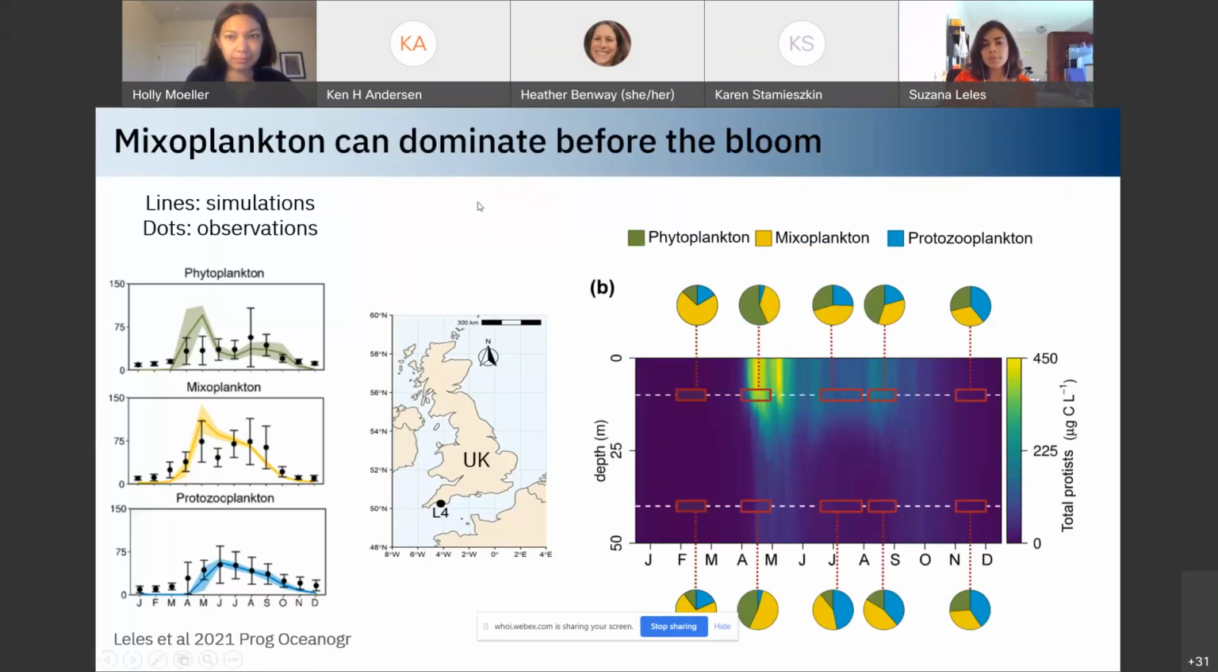So after checking that our model could represent the seasonal succession of these different trophic strategies, we decided to explore how much these different strategies would contribute to the total protist biomass in our model over the seasonal cycle, and also across 2 different depths here.